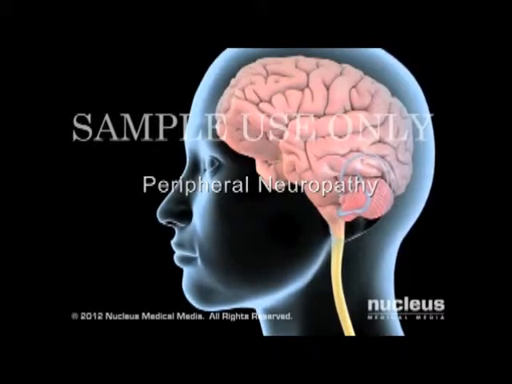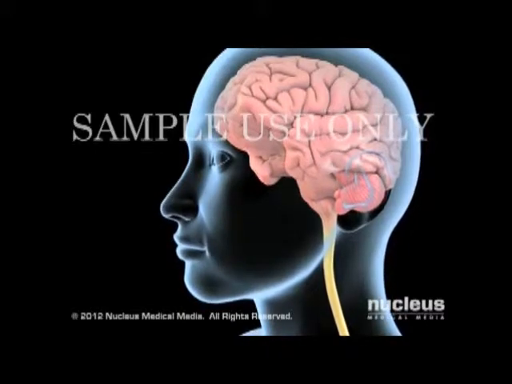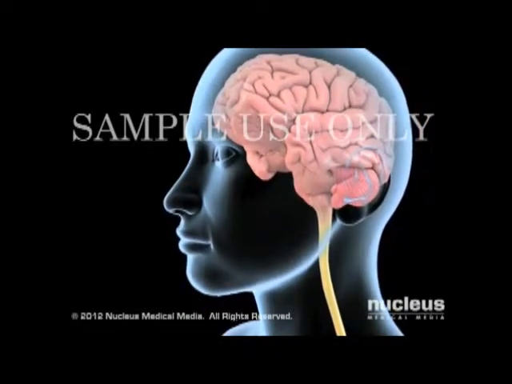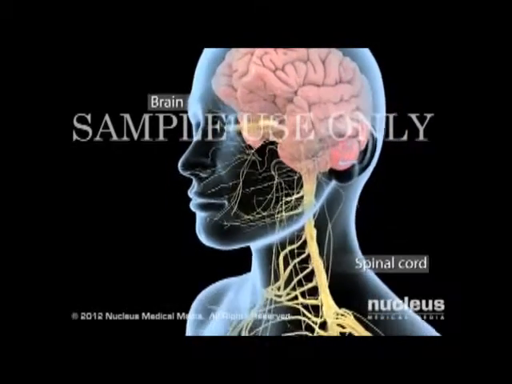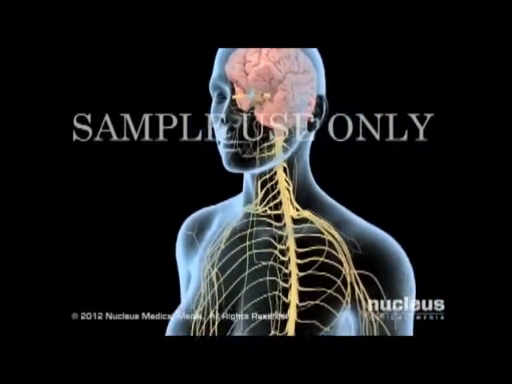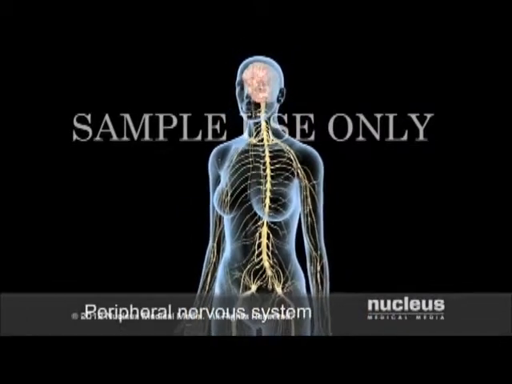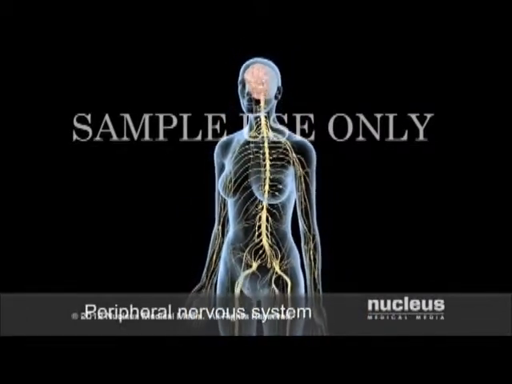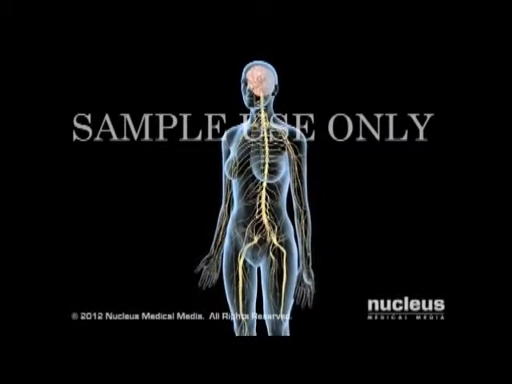Peripheral neuropathy is a common condition occurring when injury or disease damages your peripheral nervous system. Originating from your brain and spinal cord, peripheral nerves extend to your skin, muscle, and tissues. Your peripheral nervous system relays vital information between your body and the brain in the form of electrical impulses.